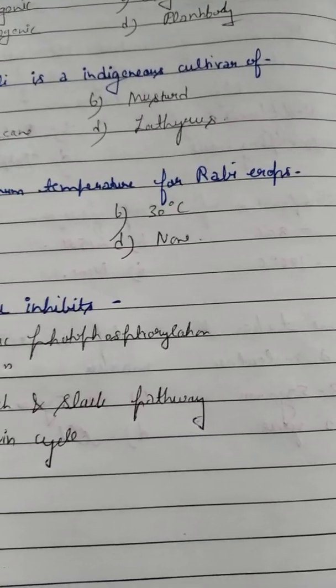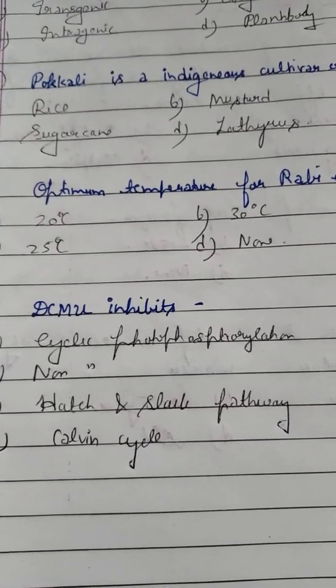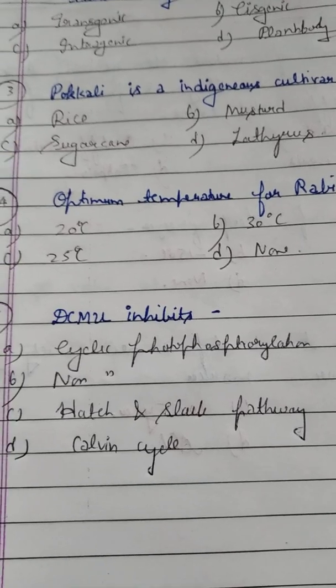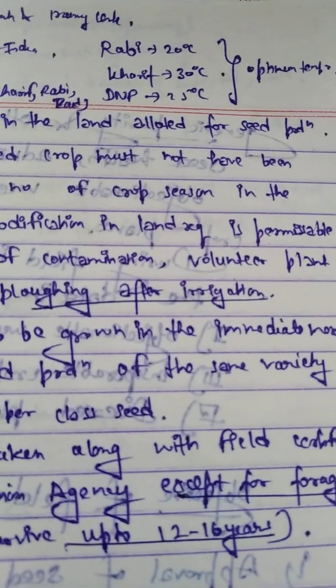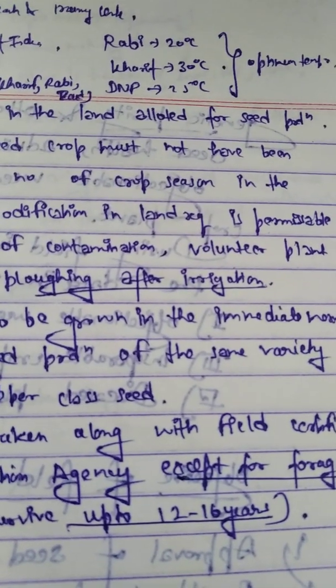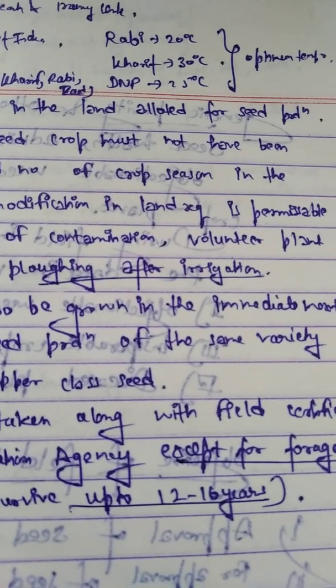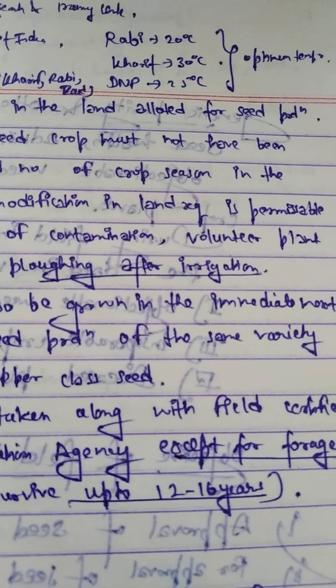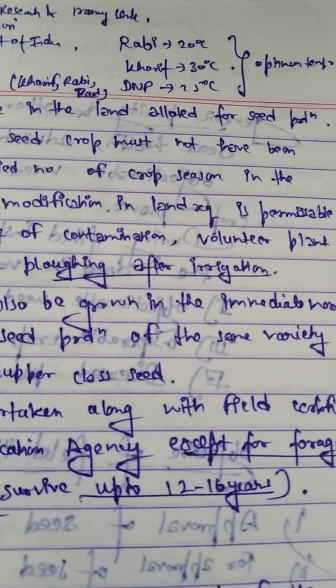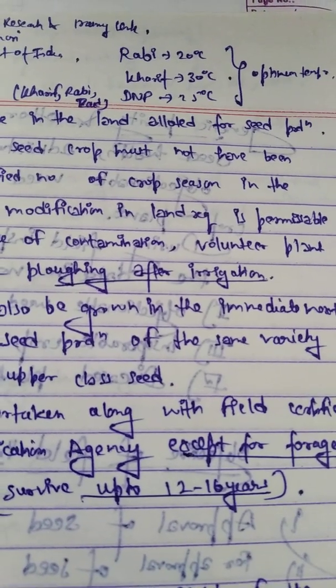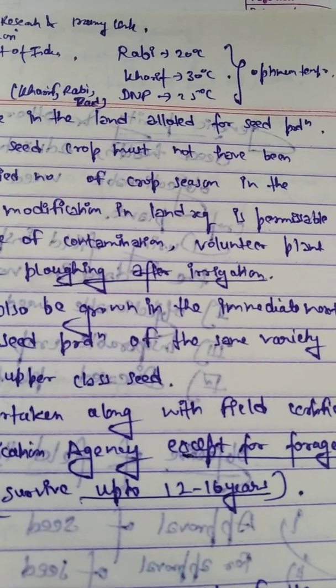You have to tell what is the optimum temperature for Rabi crop. Students, in this question many students get confused, so please remember, if somebody asks you the optimum temperature for any Rabi crop, it is 20 degrees centigrade. For any Kharif crop, it is 30 degrees centigrade. For any day neutral plant, the optimum temperature is 25 degrees centigrade. So students, please remember the optimum temperature of Rabi, Kharif and day neutral plant: 20, 30, 25.